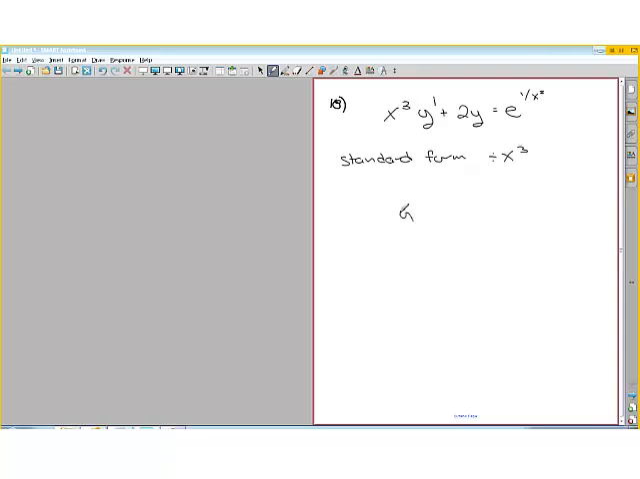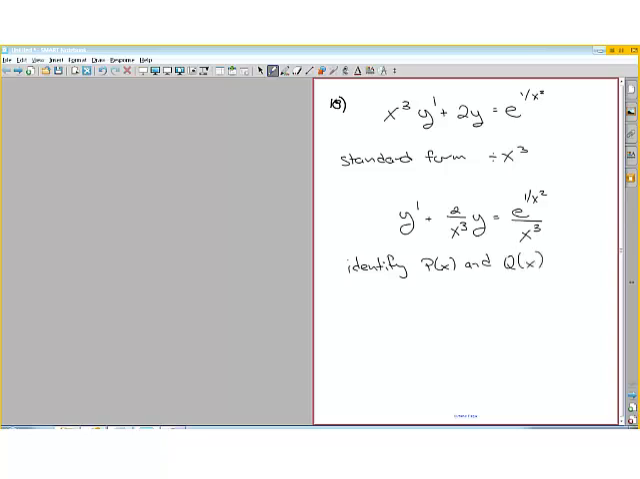So when we do that, the derivative part becomes just 1 times y prime. And then we get 2 divided by x cubed y is equal to e to the 1 over x squared divided by x cubed. Okay, so now we are in standard form. Okay, identify p of x and q of x.